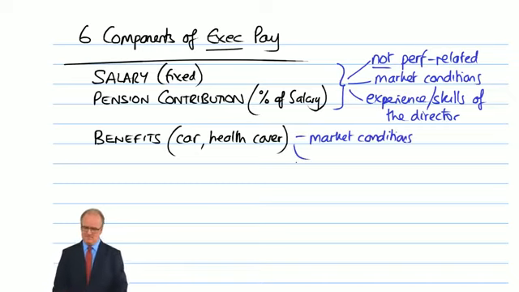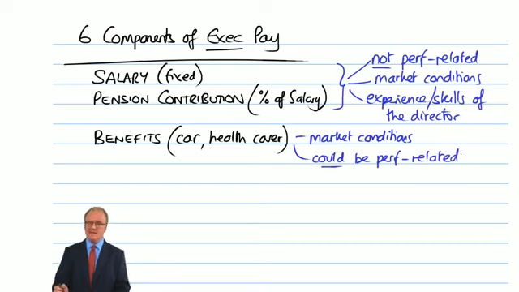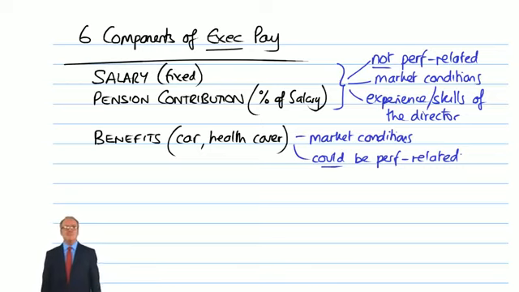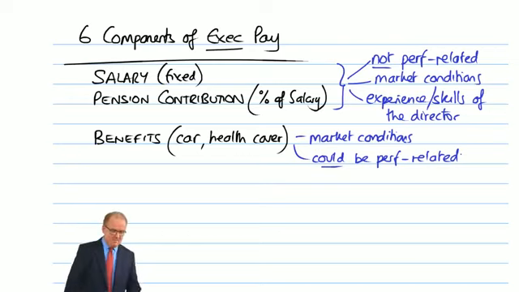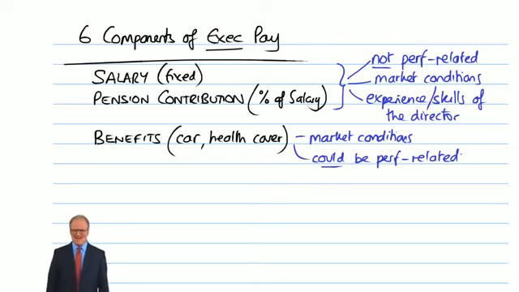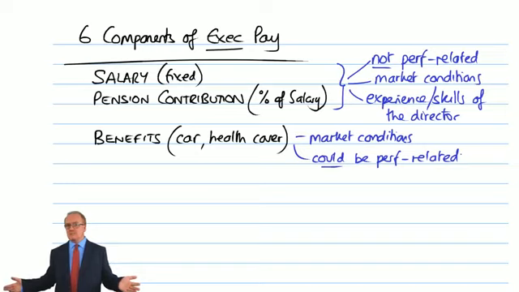However, you could potentially make them performance related. Basically, performance related is anything that motivates the directors to do what you want them to do. And it may well be that a director is less motivated by money and more motivated by being able to get membership of an exclusive golf club, for example. And if your company can get access to that and the director can't, that could be a way of motivating them. So it's up to you.